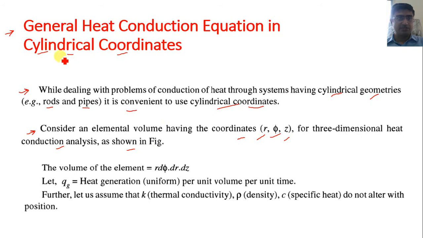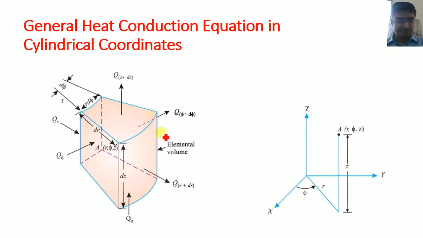So first of all, this cylindrical coordinate theory is applicable to rods, pipes, or shapes which are cylindrical. And here are the three important coordinates of the cylinder, r, phi and z, in the three-dimensional heat transfer conduction analysis. Here we can see a very small portion of the cylinder which is shown. So first of all, how is this shape drawn?